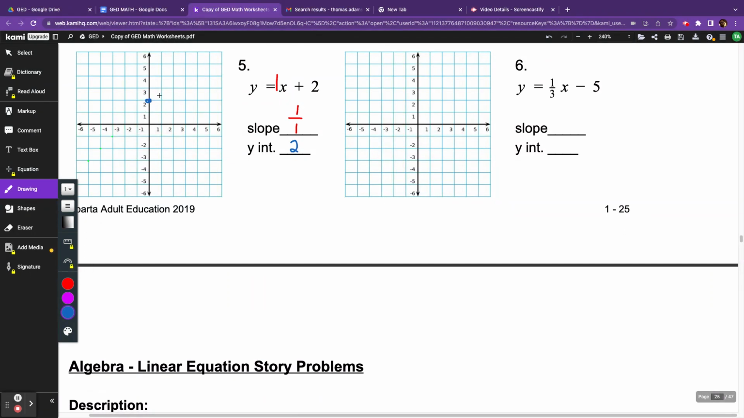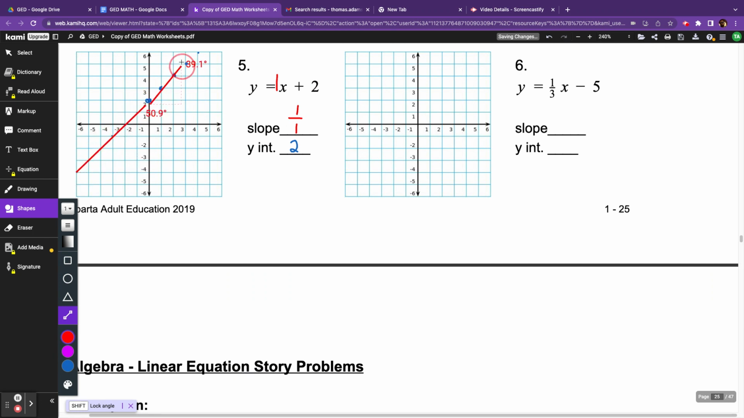You would go up over 1. Yeah, so we go up 1 over 1, up 1 over 1, repeating that several times, and then draw a line. Oh, got a little gung ho on my line drawing.